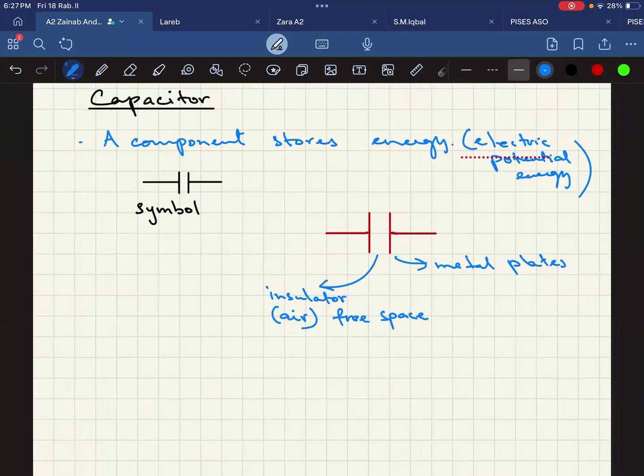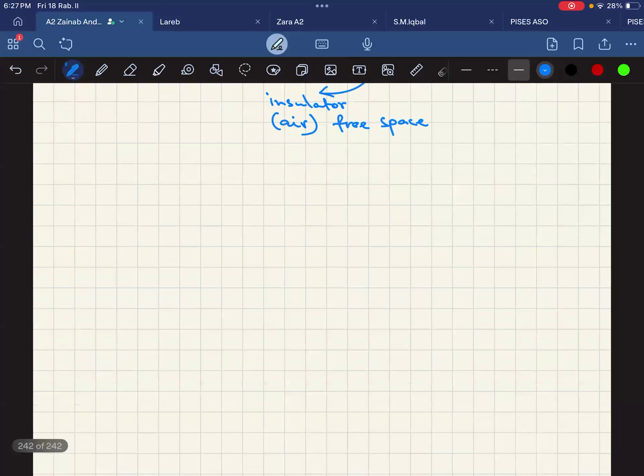So let's discuss how each plate of a capacitor is charged. See, I keep on using "each plate of a capacitor." I'm not using only "capacitor." I don't say the capacitor is charged in this way. No, each plate of a capacitor is charged in this way.